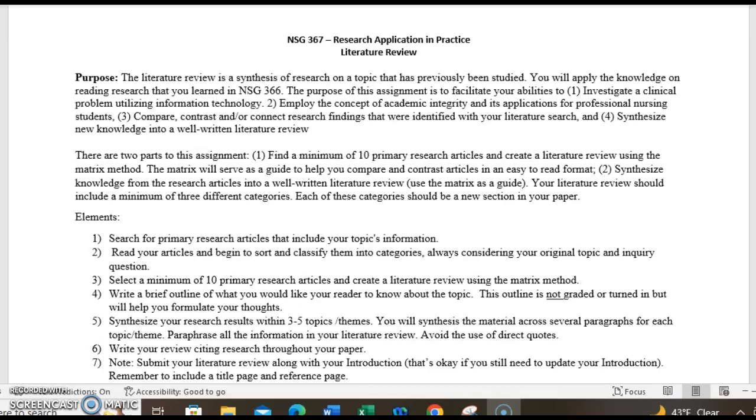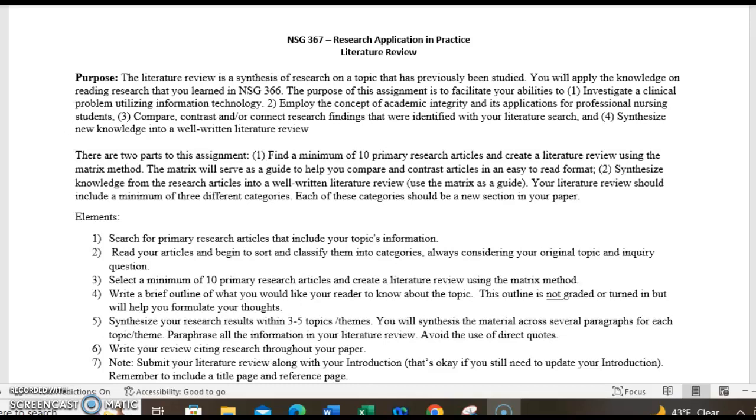The outline is not graded, but oftentimes when students can create an outline for each of the articles and what is important, then they are better able to compare and contrast the articles and to synthesize the knowledge into a well-written literature review. So I would recommend writing a brief outline of what you would like your reader to know about the topic, and perhaps some brief information or a brief summary relative to each article.